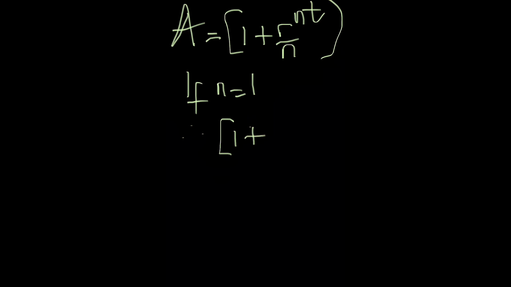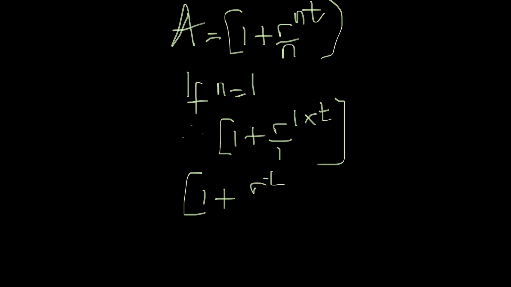If N is 1, therefore we replace N with 1 everywhere we find N in the formula. So the N below the R is replaced with 1, and the R raised to power NT is also changed to 1, and that means 1 times T. So when you simplify that, 1 times T is the same as T, and R over 1 is the same as R. So the new formula becomes A equals 1 plus R raised to power T, simplified.